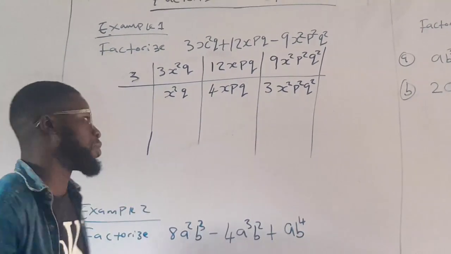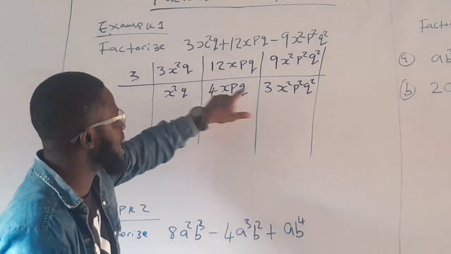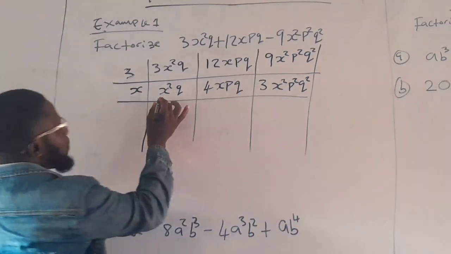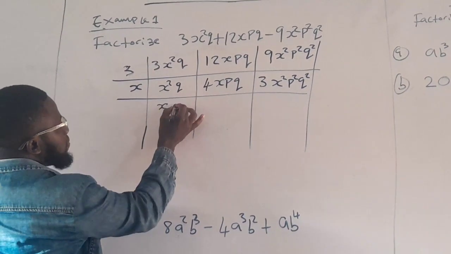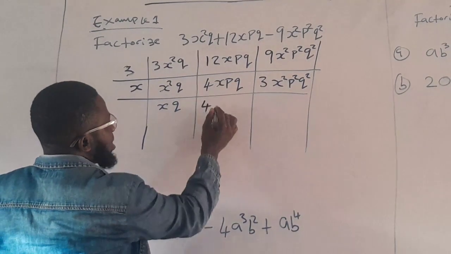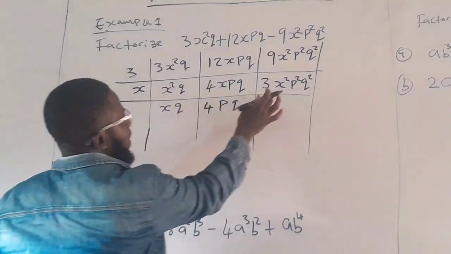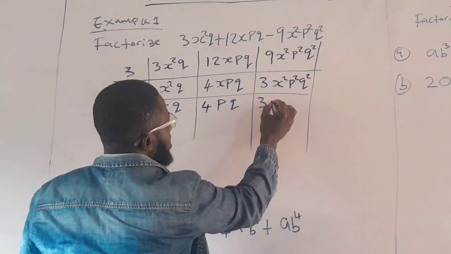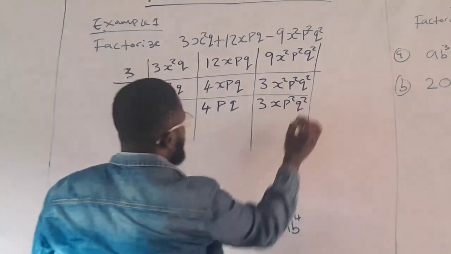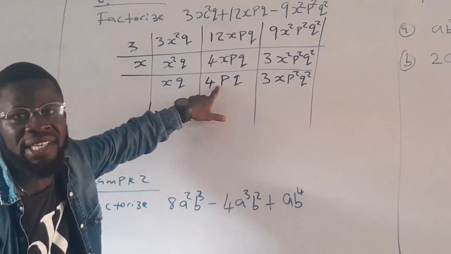Then you go to the variable part of it. I'll now check which variable is common to the three. There's x here, there's x here, there's x here. Let's divide by x first. If you divide by x, x squared divided by x will give you x. You are left with q because x cannot go with q. Then you write your 4x. x divided by x, this x will be gone. You will be left with p and q here. Then 3x squared divided by x, you have what? x. You have your p squared and you have your q squared. We now check, can we still use x? No. This means that there is no x in this second one.